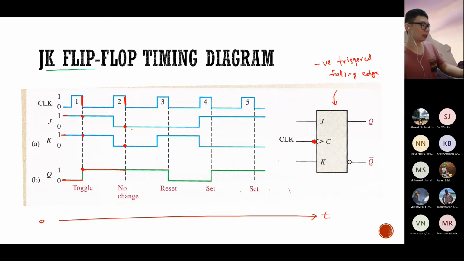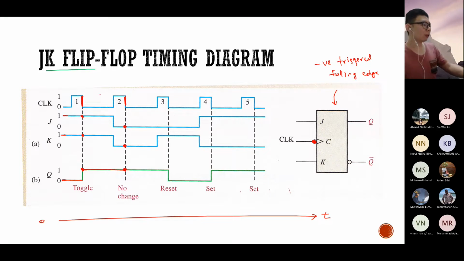At this point when it's triggered, J is 0 and K is 0. So what state is it in? 0 0 is the no change state. No change state means it's going to keep whatever is existing at the output. Whatever is at the output is 1, so it's just going to keep it at 1, and you don't see any changes.